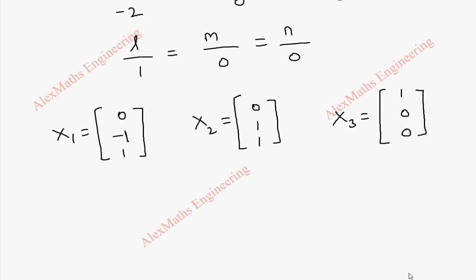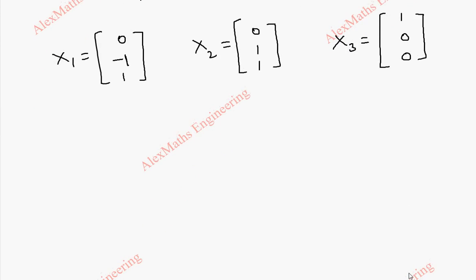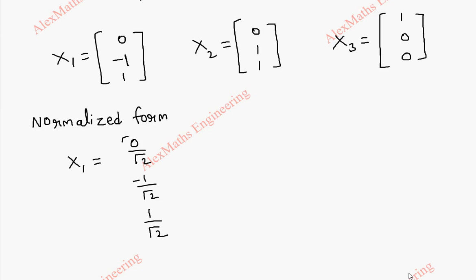Next we have to combine all this and write a normalized matrix. Before that, let's divide everything by its magnitude. This magnitude is root 2. So in the normalized form, we get x1 is equal to 0 by root 2, minus 1 by root 2, 1 by root 2. In the same way, the next one also, its magnitude is root 2.